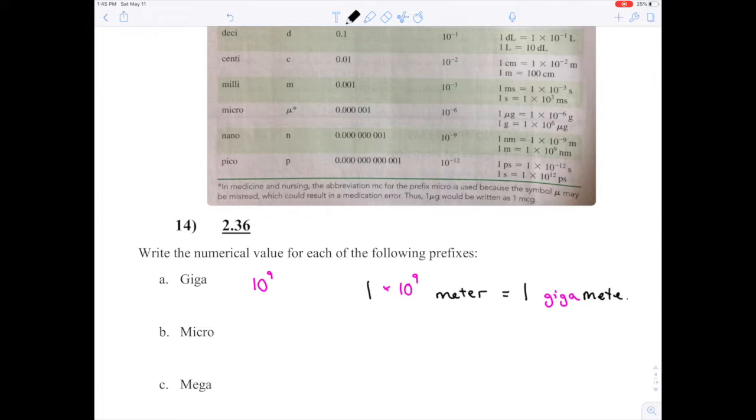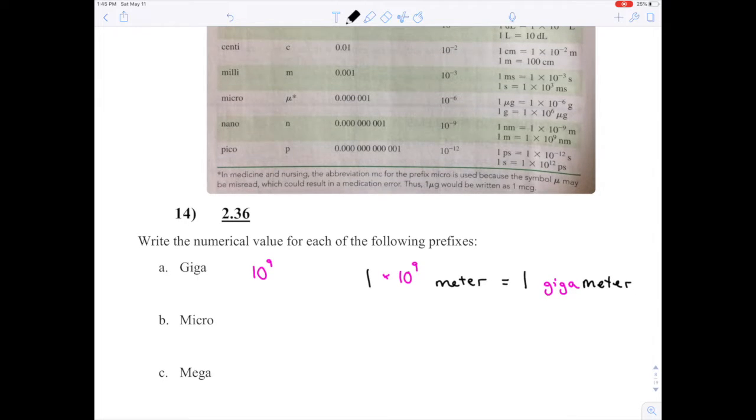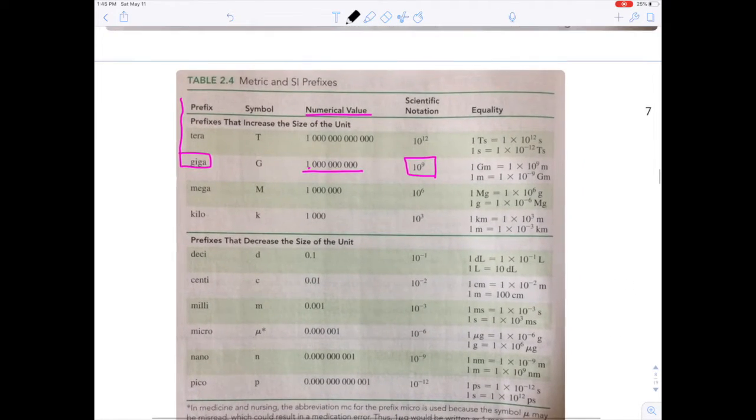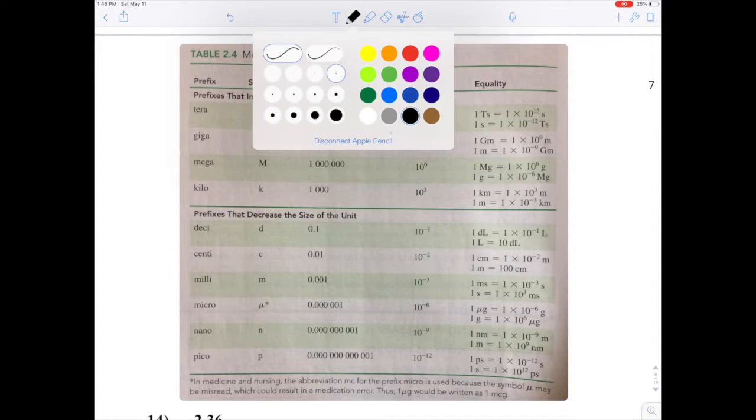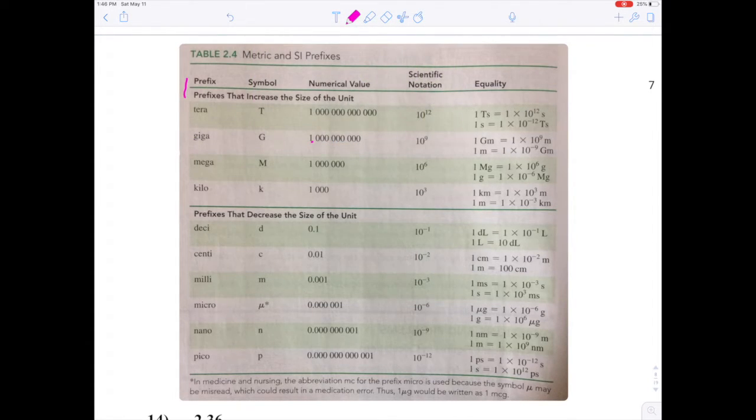So that prefix is really just standing in for that number. Okay, so similarly, how about with micro? Again, we're going to go back to this table 2.4, and we're going to go look at the prefix. We're looking for micro. We won't stop till we see micro. Here it is. Okay, so there's micro.